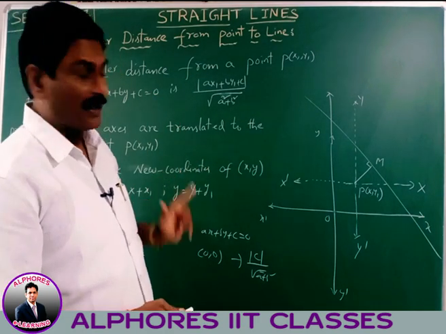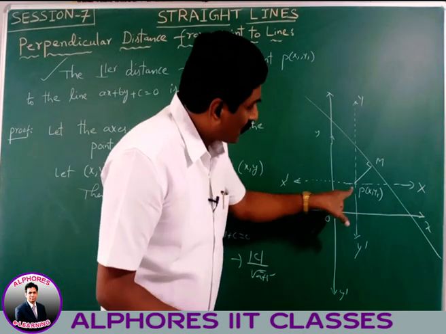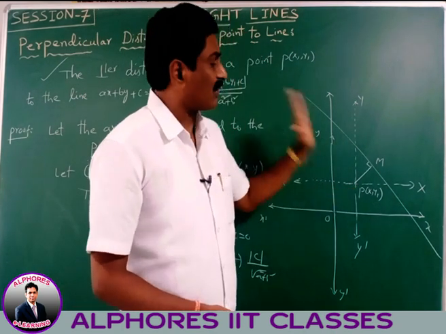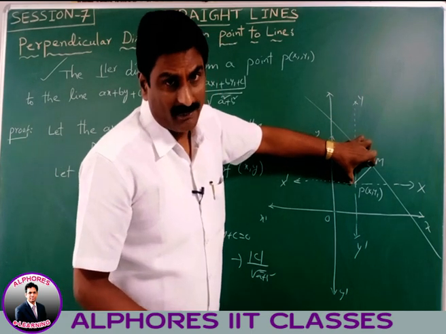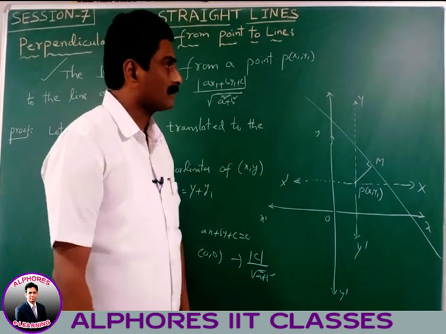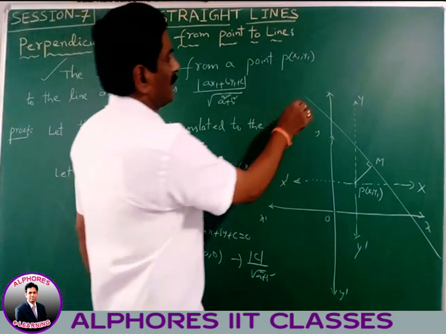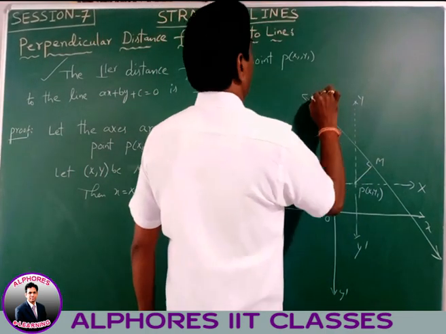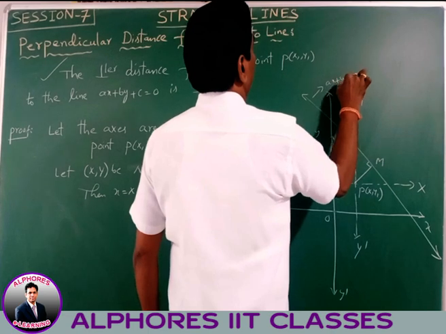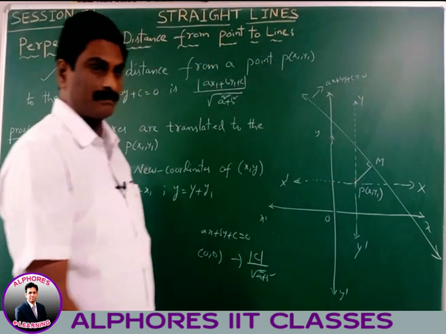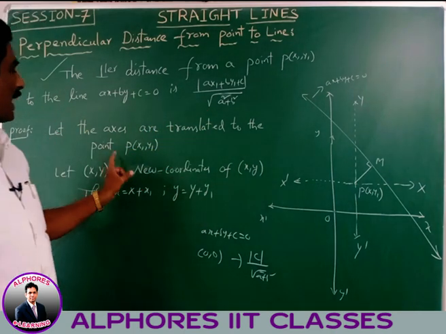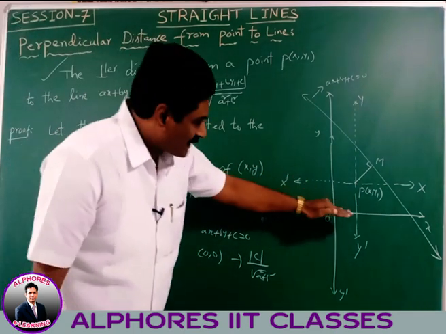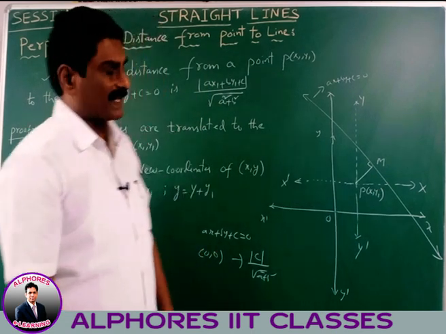Please observe this value. The origin is shifted to the point P without changing the direction of the coordinate axes. Then PM is nothing but the perpendicular distance. Please note this diagram. This is the given line, ax + by + c = 0. Please note this value. Let the axes be translated to the point P(x1, y1).